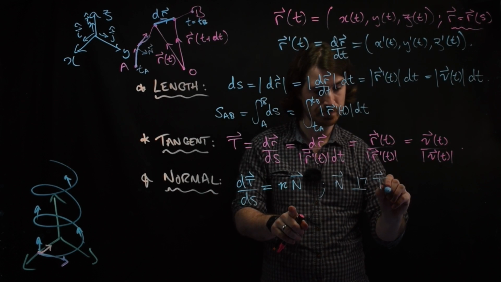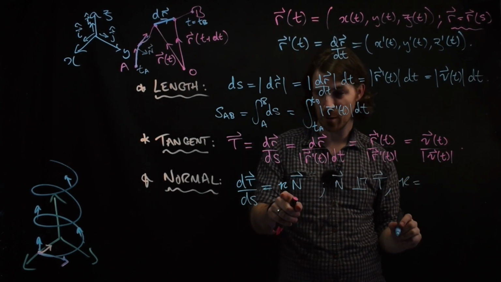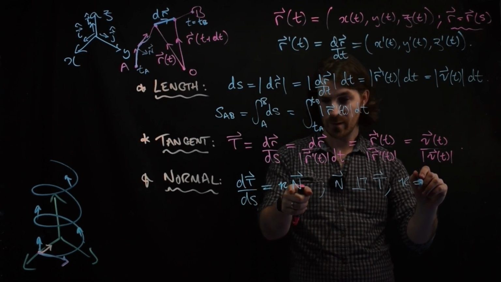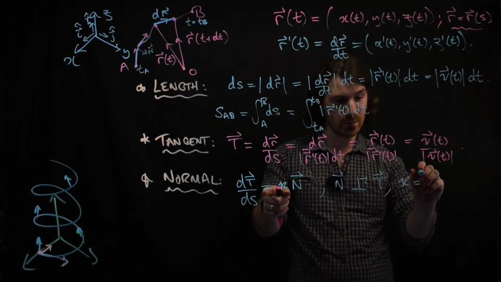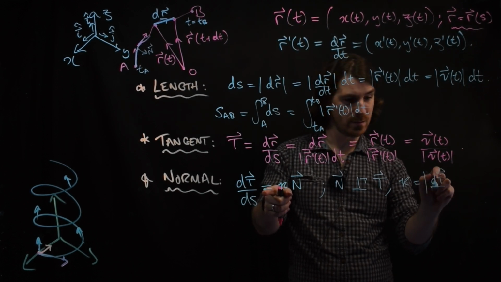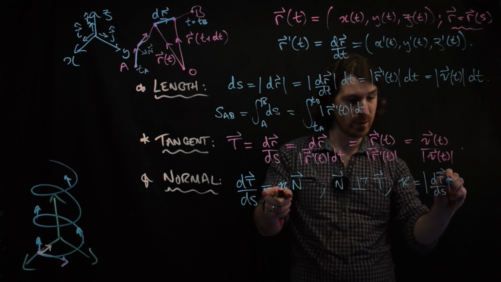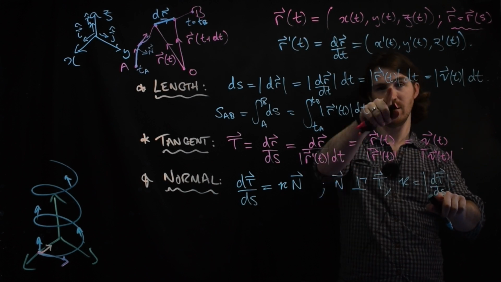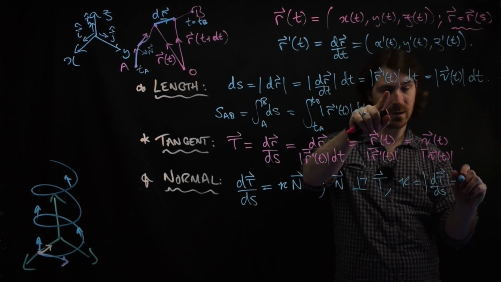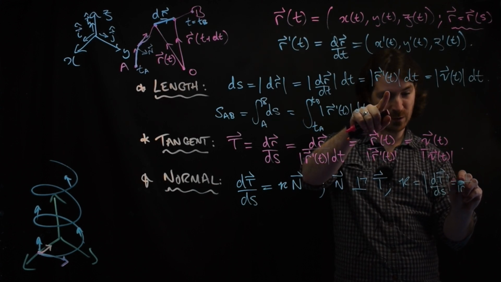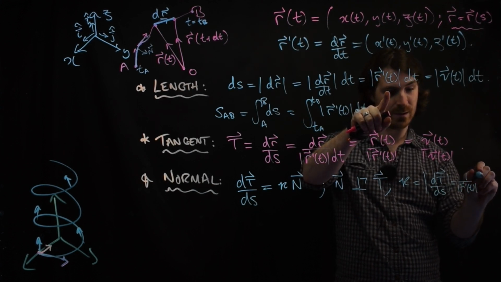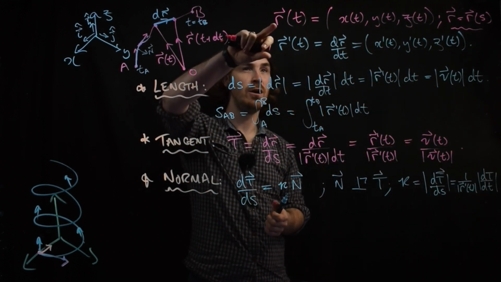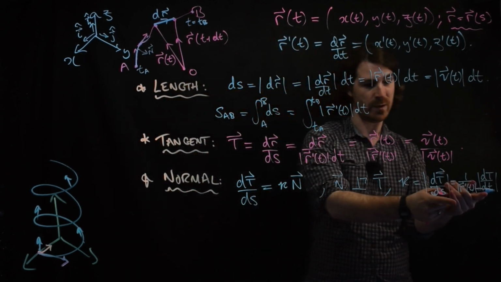Okay, and kappa is a number. We find it by just taking the magnitude of both sides. The magnitude of n is 1, it's a unit vector. So kappa equals the magnitude of dt by ds. We know our curve in terms of t, so we write ds in terms of r prime dt. So this is 1 over the magnitude of r prime of t, times the magnitude of dt by dt. So if we're given a curve in terms of t, r of t, then this is how we find our curvature.